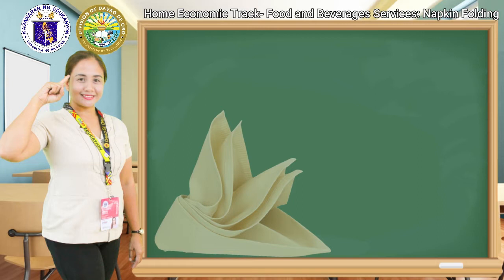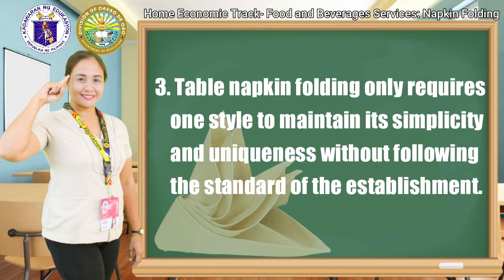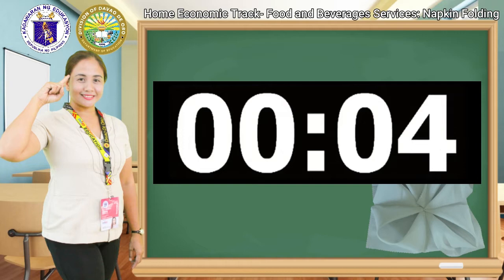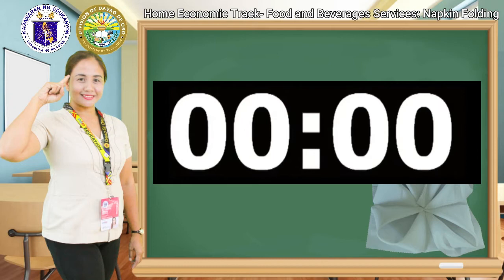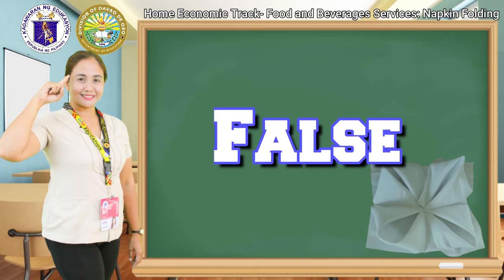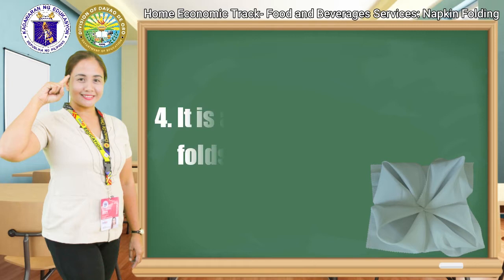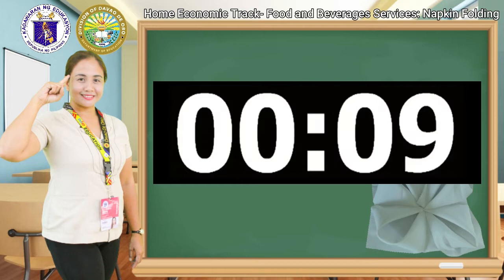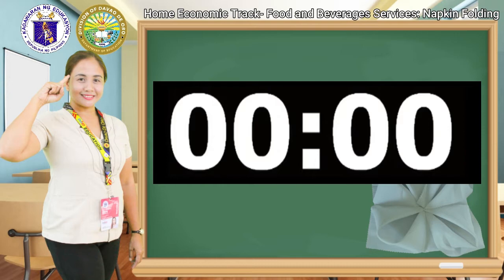Yay! Number 3. Table napkin folding only requires one style to maintain its simplicity and uniqueness without following the standard of the establishment. True or false? Well, the answer is false. Yay! Number 4. It is a disadvantage if napkin folds are kept simple. True or false? Well, the answer is false.